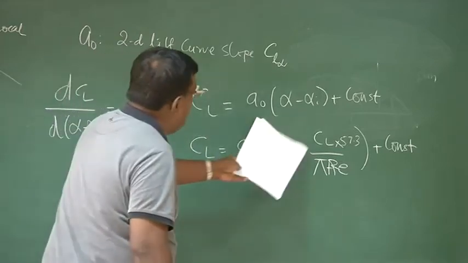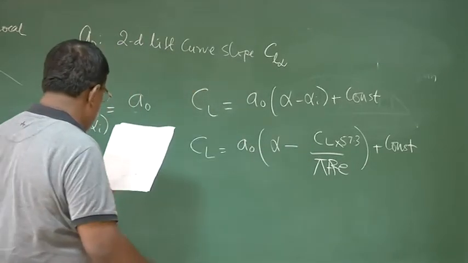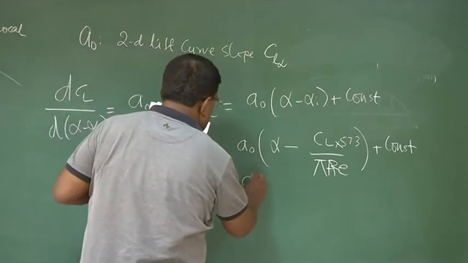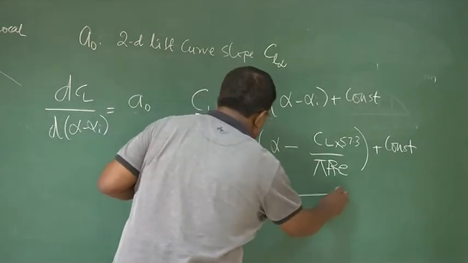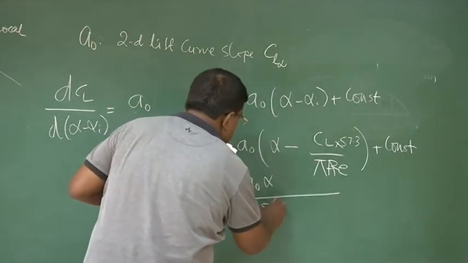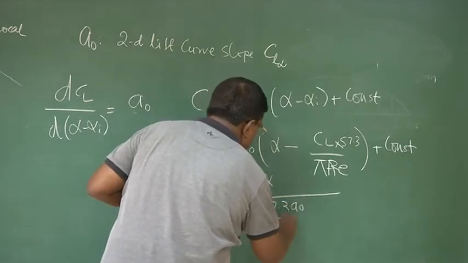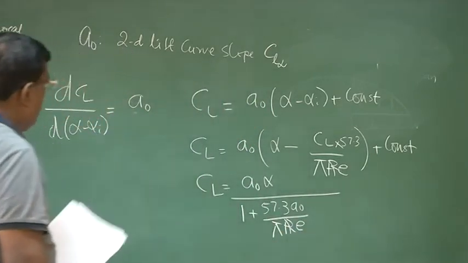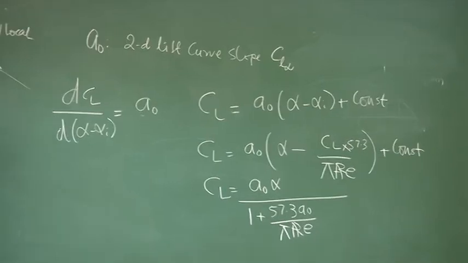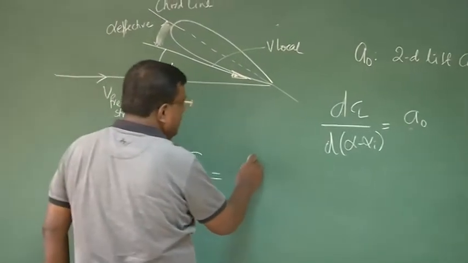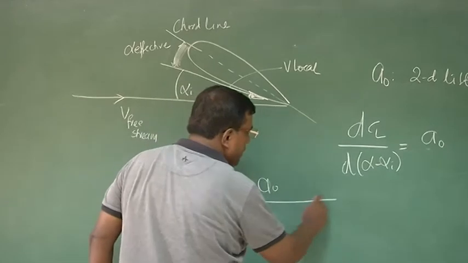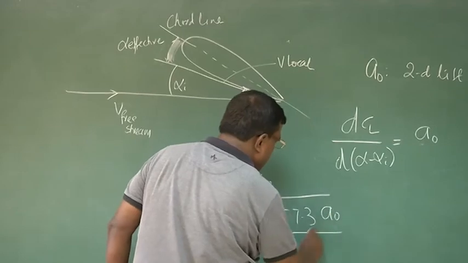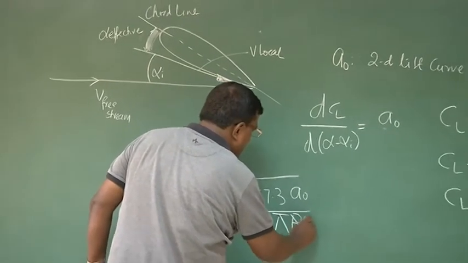So if I now do some algebraic adjustment, I can find that CL equals A0 alpha divided by 1 plus 57.3 A naught by pi aspect ratio E. Okay? Or I can write dCl by d alpha equal to A0 divided by 1 plus 57.3 A naught by pi aspect ratio E.